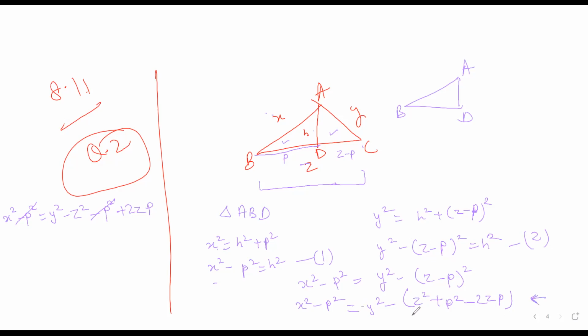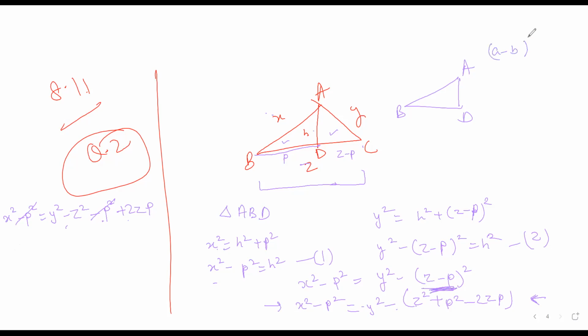So you have to just expand the brackets and change the sign. So z square times negative is negative z square, negative p square plus 2zp. Should I repeat it? Is this step clear where we expanded this?